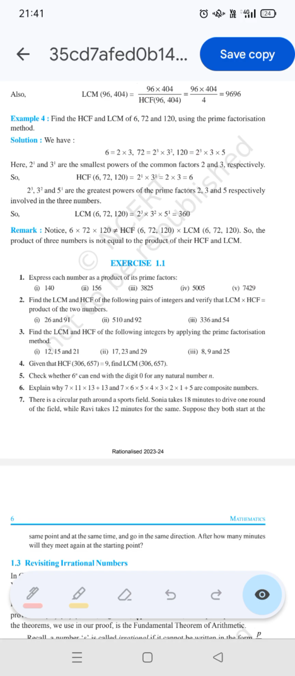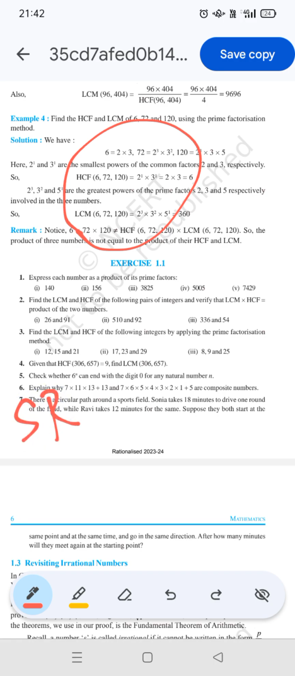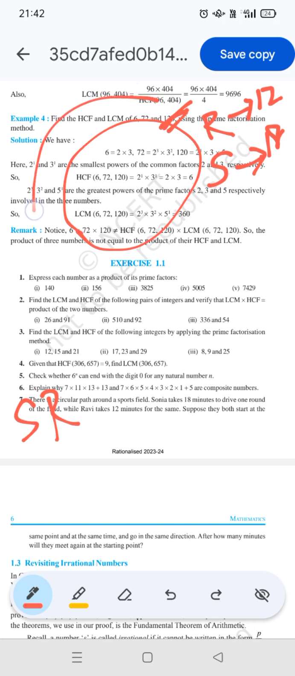There is a circular path. Let's say S for Sonia and R for Ravi. They both start at the same point. Let's say it is here. For Ravi, it takes 12 minutes. For Sonia, it takes 18 minutes. They move in the same direction. Let's say this is the direction. So, after how many minutes will they meet? This is the question asked.